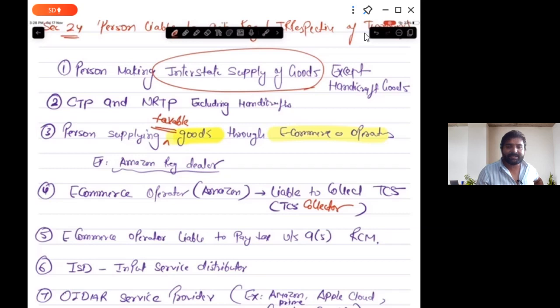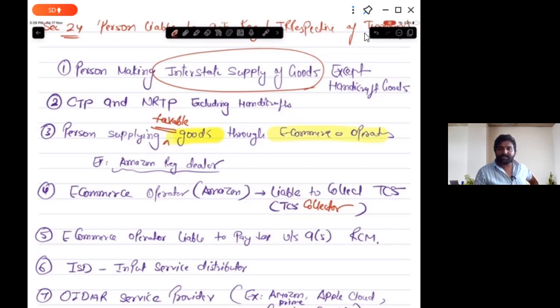But again, there is an exception of handicraft. So if I am bringing handicraft goods with me, if I'm selling handicraft goods, then there is no liability to pay tax. Otherwise, if I am participating in any kind of exhibition outside the state where I am registered, then I need to get registered in that state as CTP or maybe NRTP. So there is no turnover limit for them.